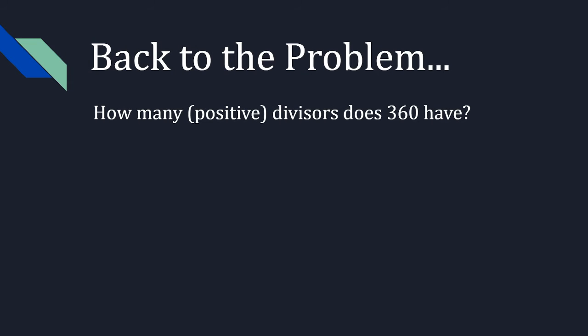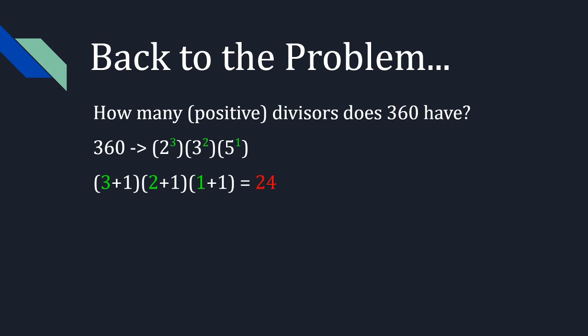So let's try this with our original problem. How many positive divisors does 360 have? Okay, let's break it into its prime factorization. Now we take each of those exponents, add 1 to each, and multiply it all out. That gives us 24. So 360 has 24 divisors.